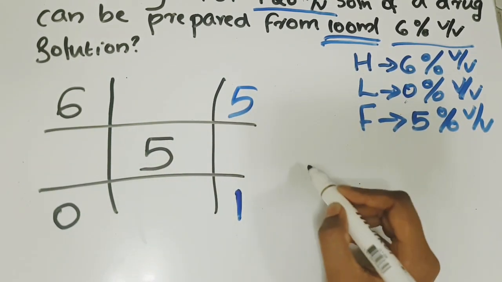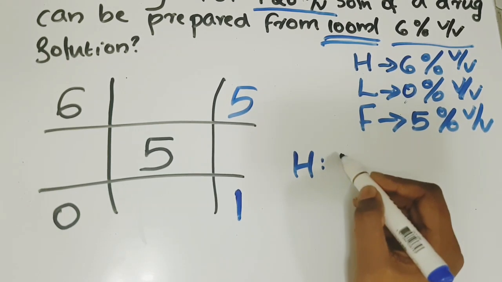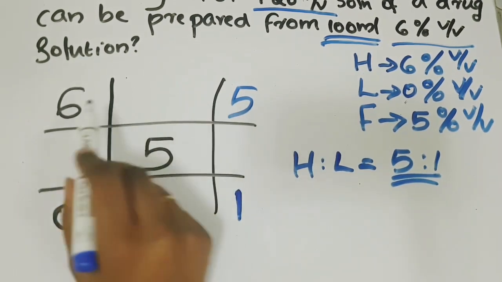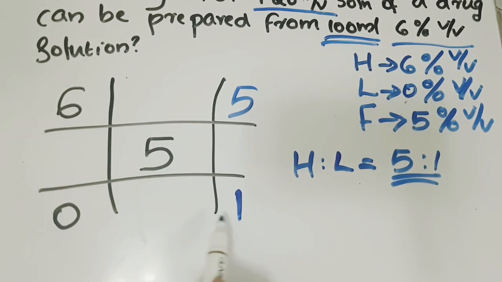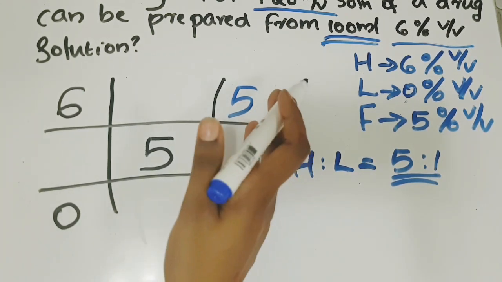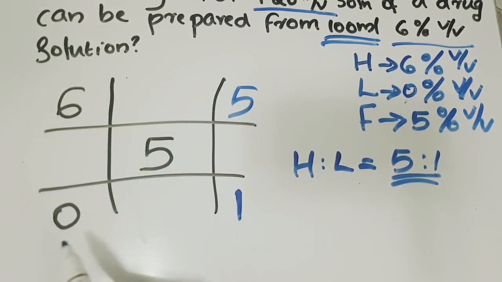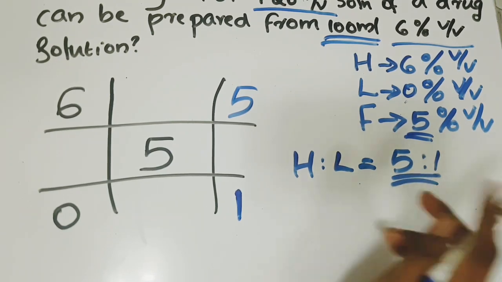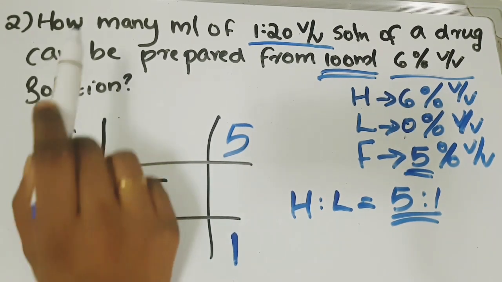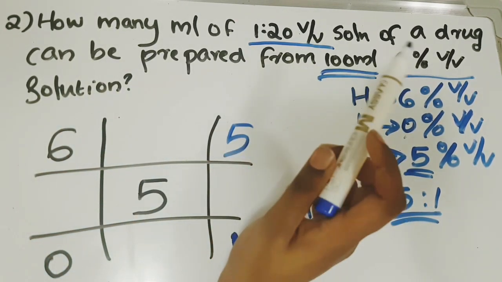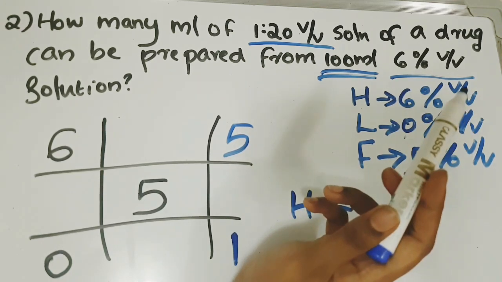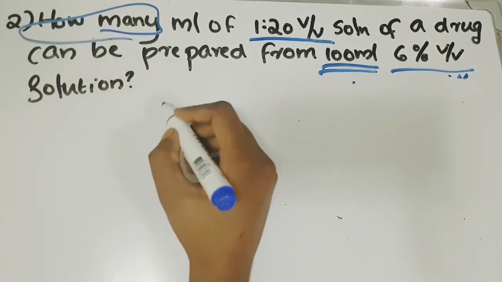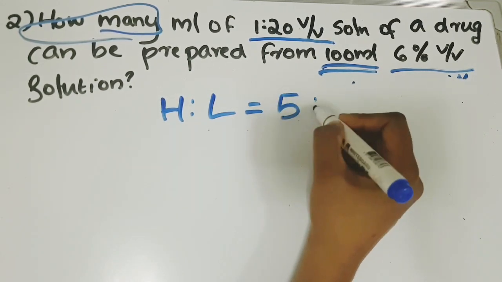Okay, so the alligation ratio of higher percentage versus lower percentage will be 5:1. So 5 parts of 6% solution should be mixed with 1 part of 0% solution. That means 5 parts of 6% solution mixed with 1 part of water in order to produce 1:20, or as we have found in percentage, 5% volume by volume solution. But the question was how many ml of 1:20 weight by volume solution is prepared. So here we have to find the quantity. In this question we have found the ratio of higher percentage and lower percentage, that is 5:1.